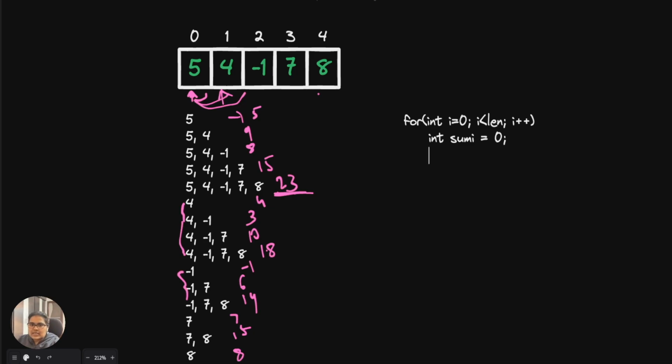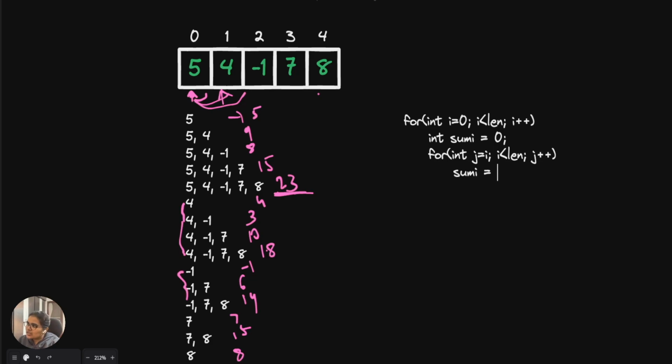Okay. For int j, j goes from i till the end of the array. So j goes from i to length, j plus plus. What do we do? We have the sum.